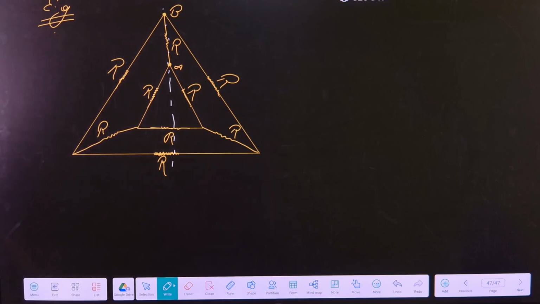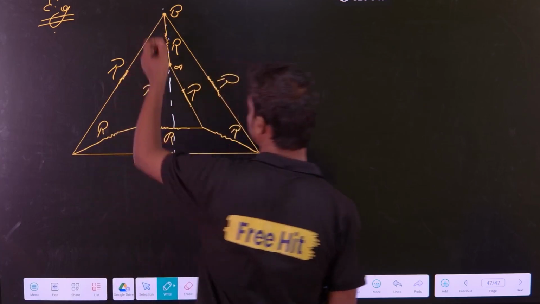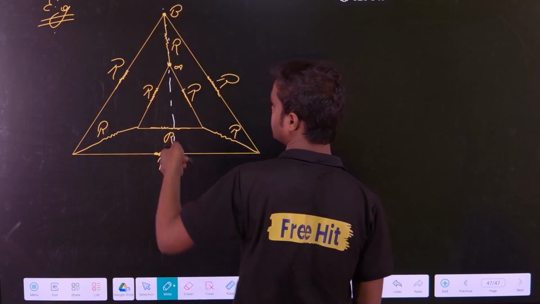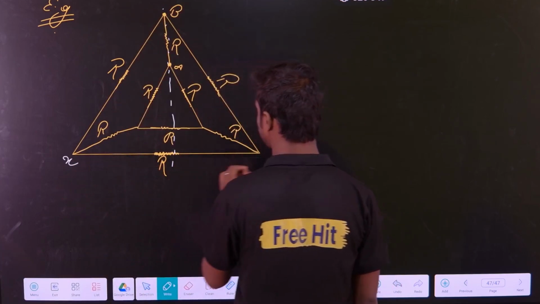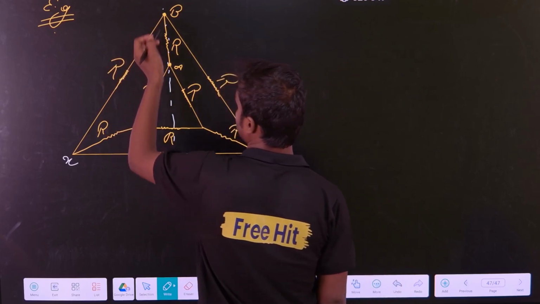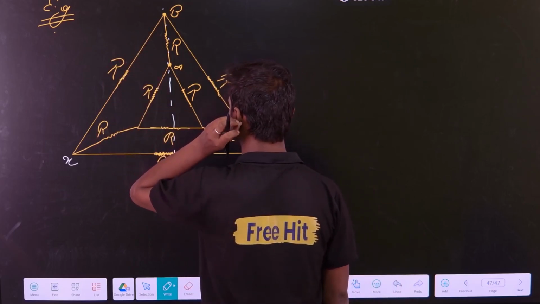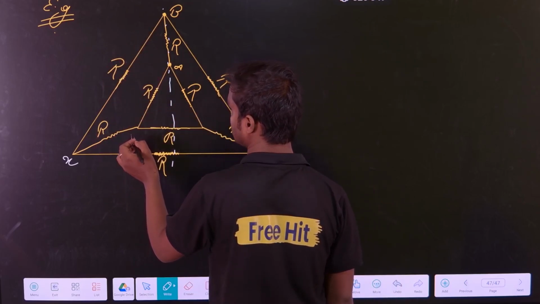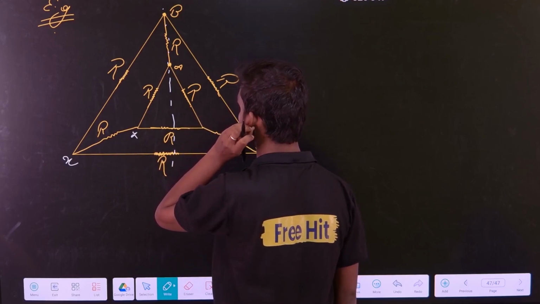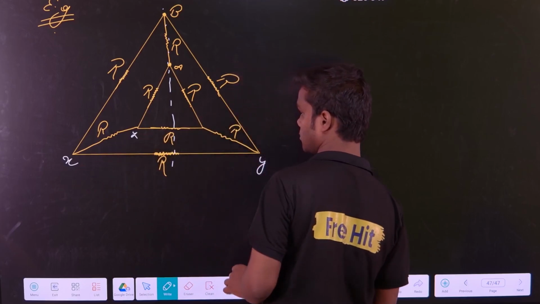So obviously here you will apply horizontal symmetry. If you see properly, it is a horizontal symmetry. So what is the approach? Take this as x, this is y, and let us say some point, this point will be some z.